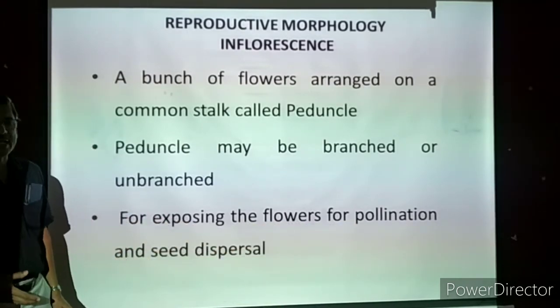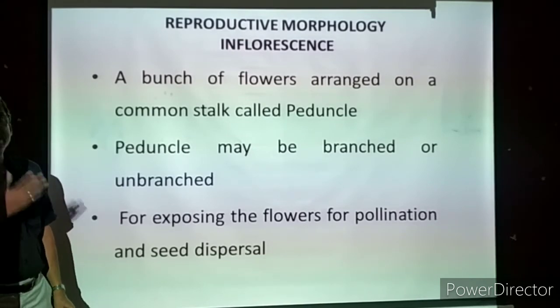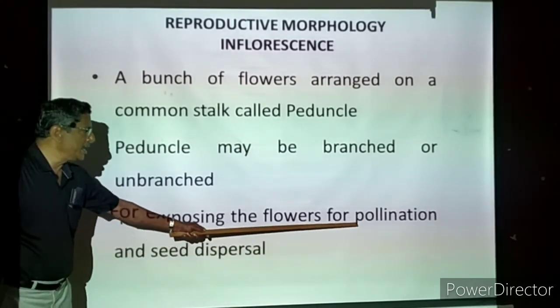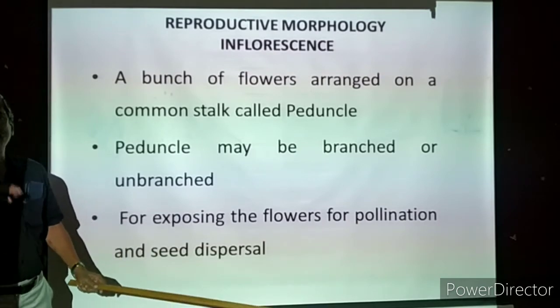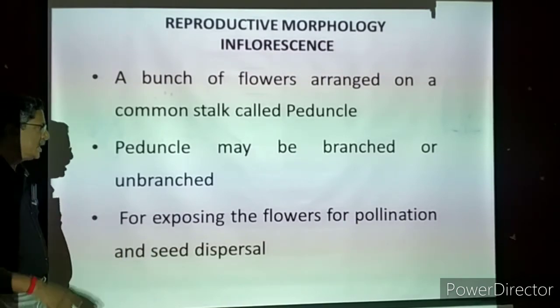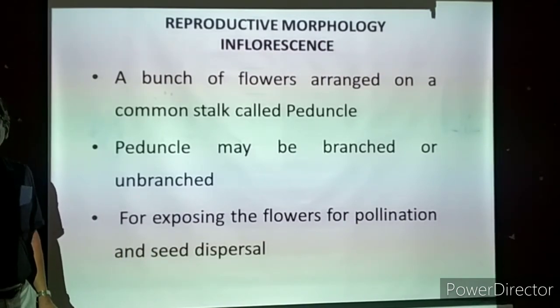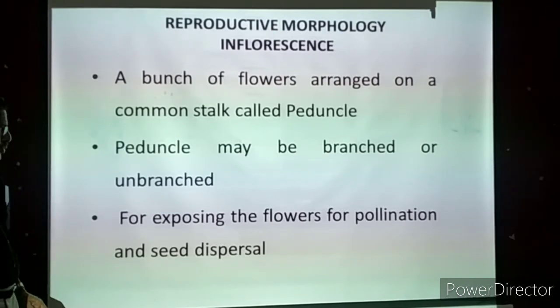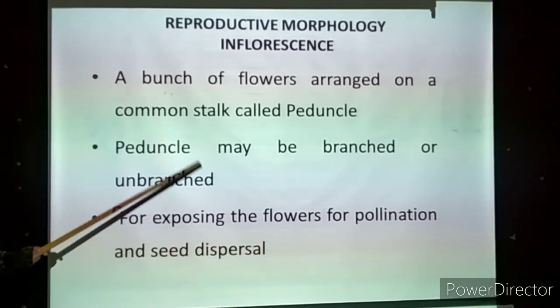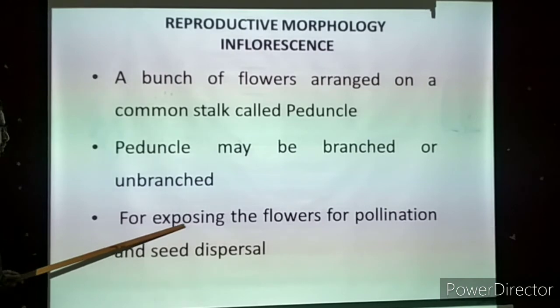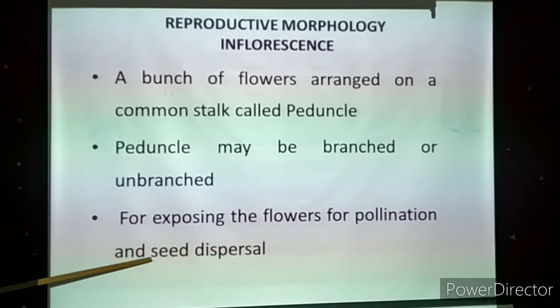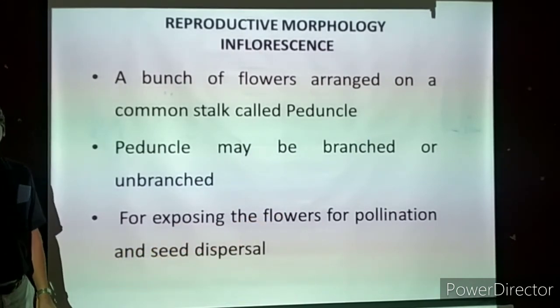Maybe some agents will be there, like wind is an agent, insects are agents like that. So for pollination, all the flowers will receive the pollen grains. From all the flowers, pollen grains will be released out. For that, the peduncle is present, for exposing the flowers for pollination and also for seed dispersal.